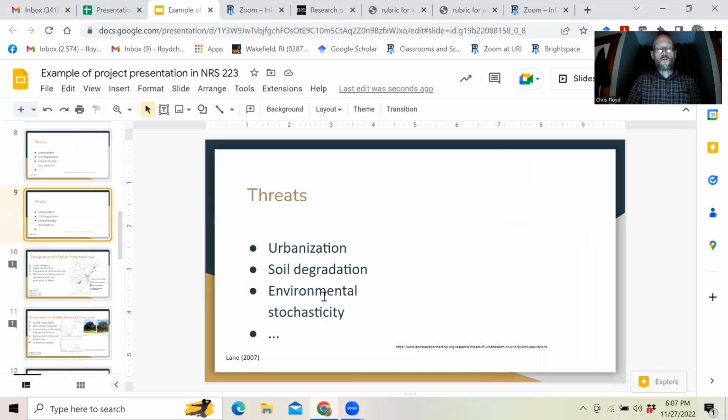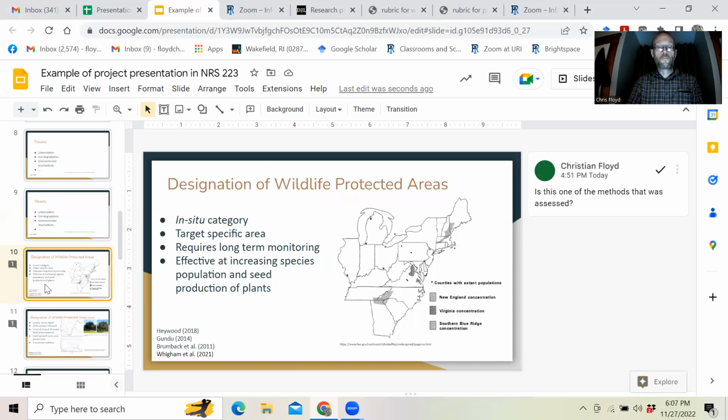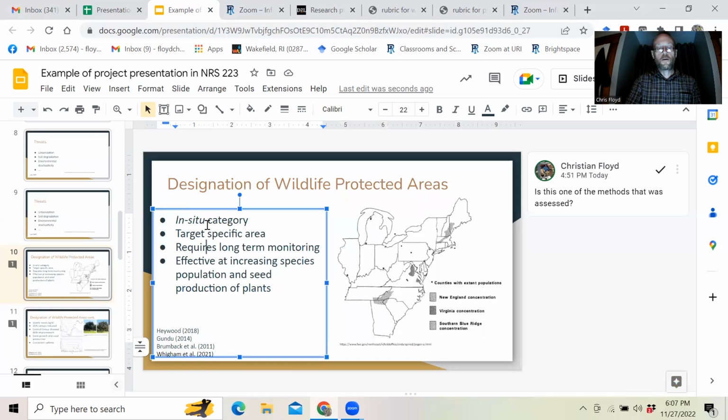Now notice how they changed font sizes here. That's generally, as far as aesthetics go, not a great thing to do. Let's just stick with one size font.